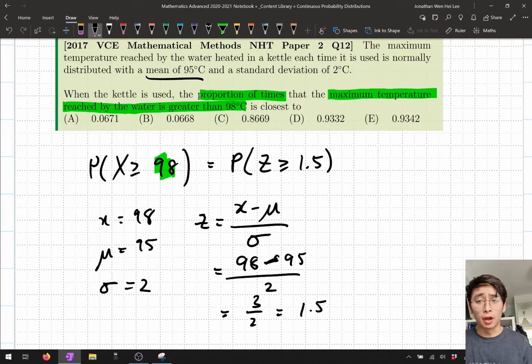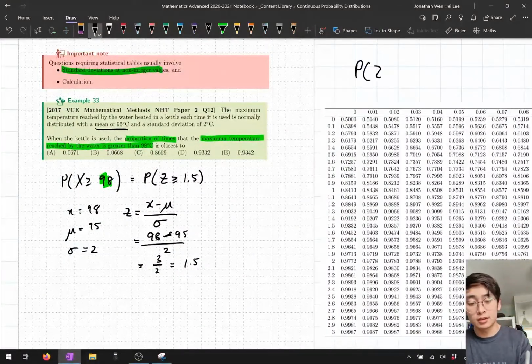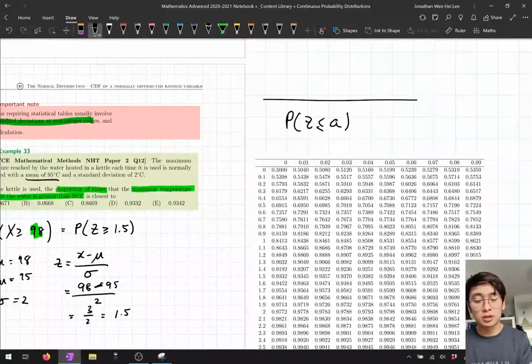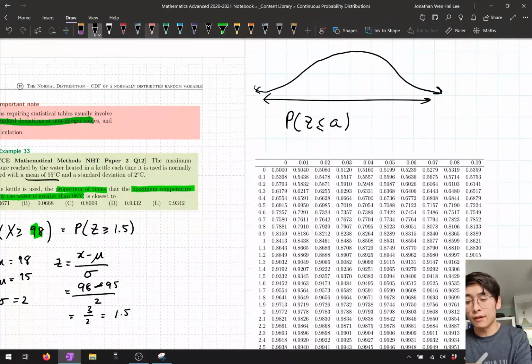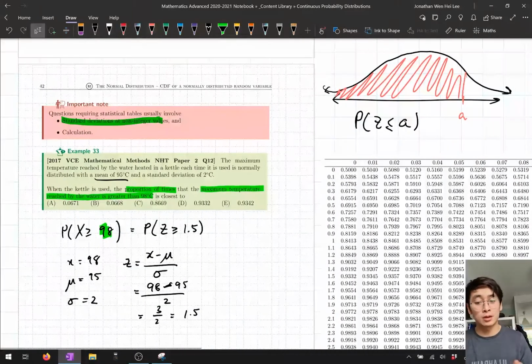It's a bit of a problem though. If you remember, what I said was this table tells you the probability of a z-score being less than a. So here, on our normal distribution, if I have a value a, we find this area here. Unfortunately, I don't want to find that area. Because this time I'm looking at greater than or equal to, I actually want to find this area over here.